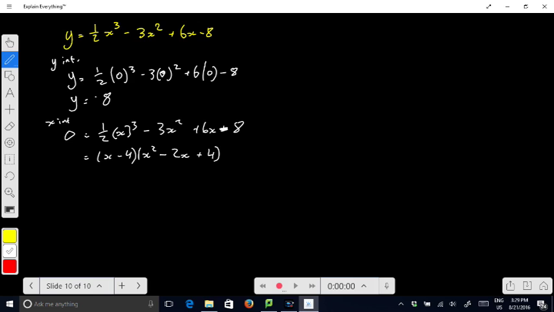So we can find x take 4 is a factor. So we say x equals 4 is a factor. And we get x squared take 2x plus 4. And we have no way to factorize that, so there's only one x-intercept at 4.